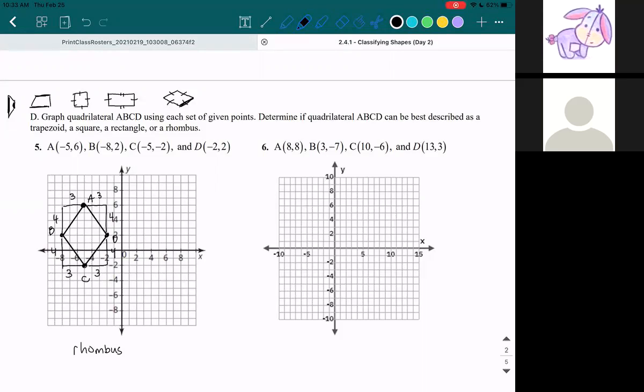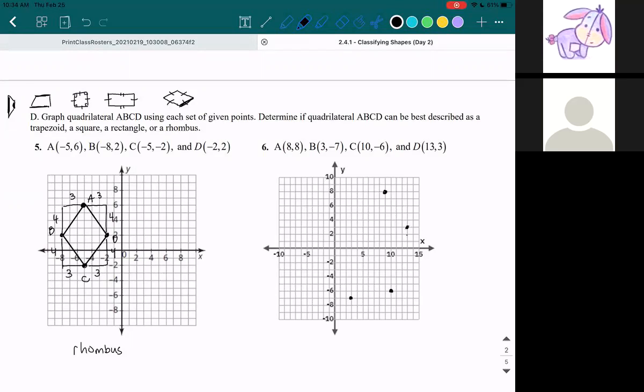Remember, in a square, all the angles have to be equal and they all have to be 90 degrees. They all have to be perpendicular. Here we do not have that, so this is a rhombus. Okay, let's try number 6 together now. So we have the point A, which is at 8, 8. Sorry, the numbers look a little bit weirder in this one, but it is what it is. And then we have 3, -7. We have 10, -6. And we have 13, 3.